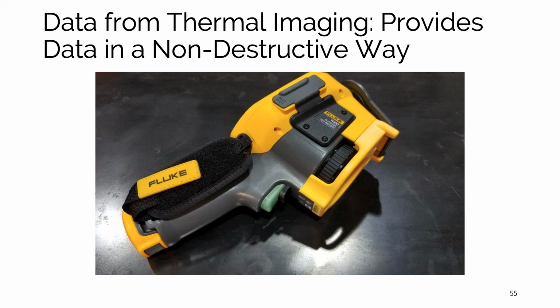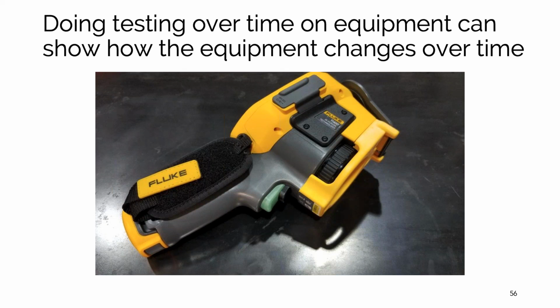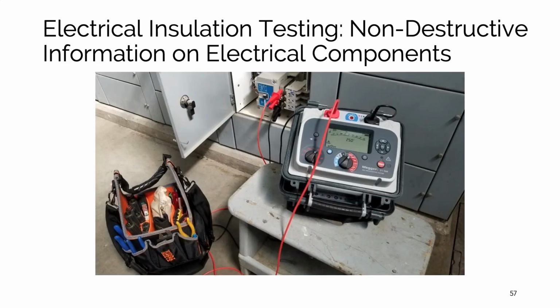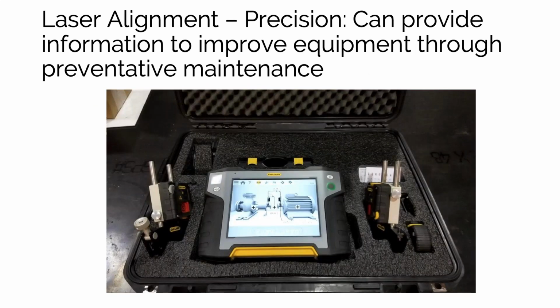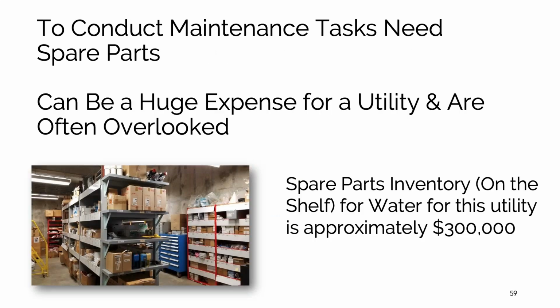So just a couple of predictive technologies on the screen. You can do thermal imaging to provide you information, and if you do that imaging over time, it can give you trends on what's happening. You can do electrical insulation testing, which is also non-destructive, that tells you how assets are doing. You can do laser alignment to help keep your equipment in good operation. So there are different techniques that you can use for predictive maintenance.